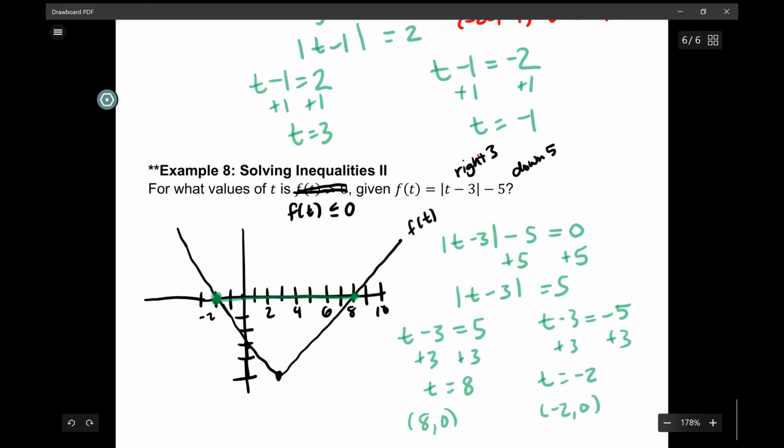And we know the answer is from -2 to 8 inclusive, because we looked at the graph and we saw that that is where the function is going to have values less than or equal to 0. All right, so this ends our section, and go ahead and start the homework.